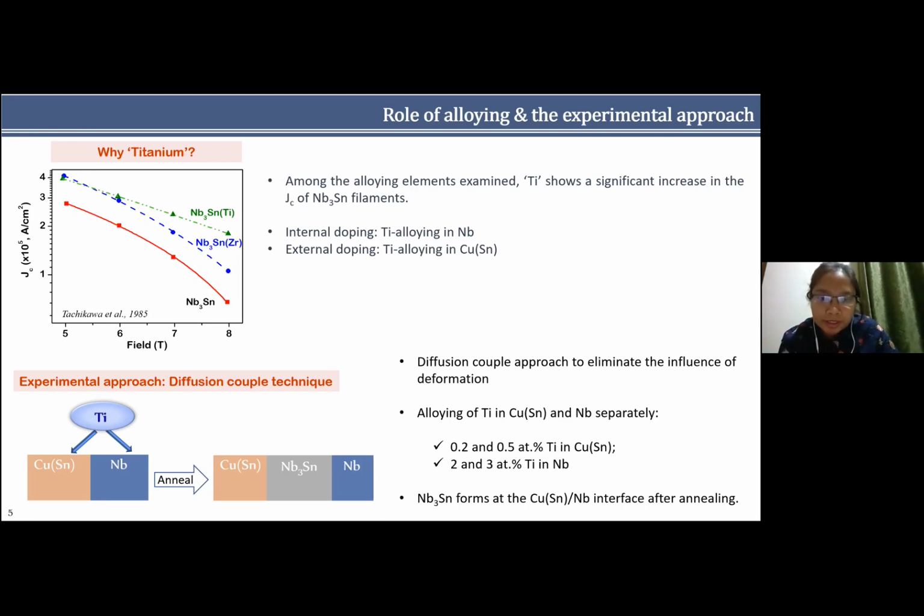What do I mean by systematic manner? It means I add 0.2 atomic percentage of titanium and then 0.5 atomic percentage titanium in bronze. And in the case of niobium, I add a slightly higher amount of titanium, which is 2 and 3. In the case of niobium, I have added higher percentages of titanium because the JC doesn't change much when it was below 1 atomic percentage titanium. So now we'll see how titanium actually influences the various factors.